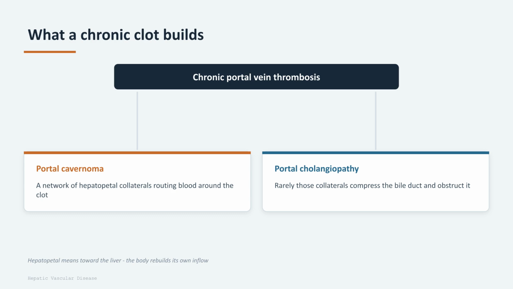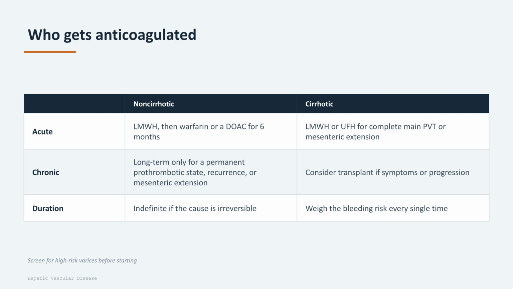Now the second branch. Those collaterals sit right beside the bile duct. Rarely they compress it and obstruct it. That complication is called portal cholangiopathy.